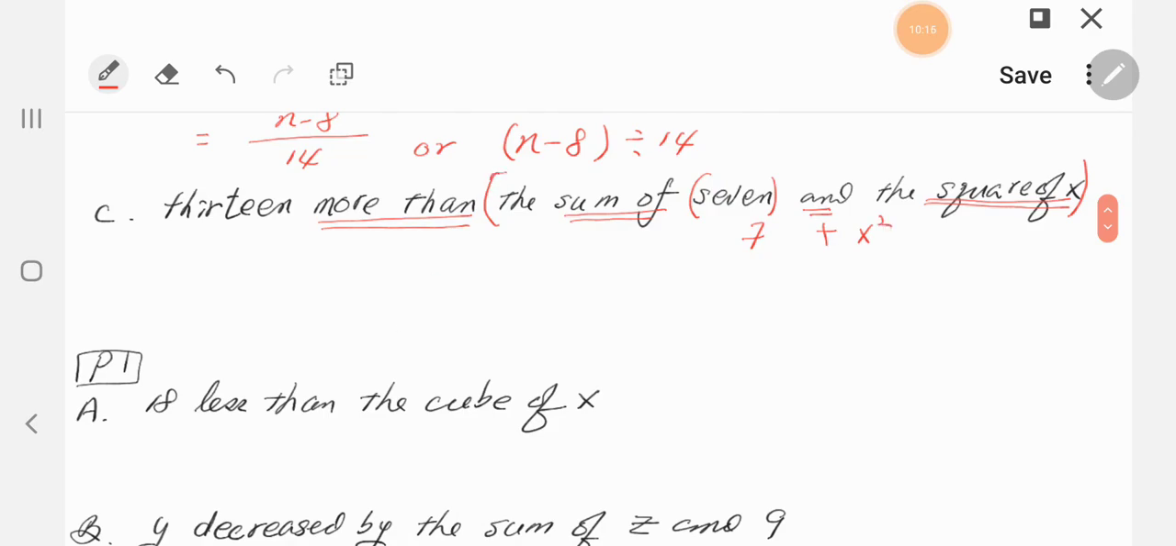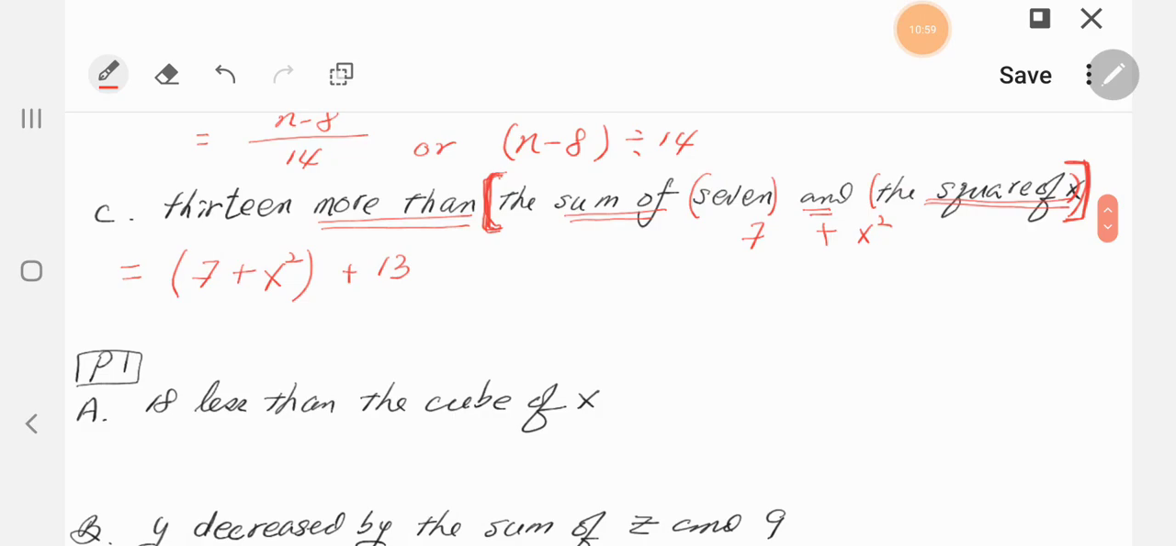Can you see it? So the rule is this. First, a more than b. A more than b. B is a big expression, a huge expression. And this second part is the sum of a and b, addition. The first part and the second part. And the second part is the square of x, x squared. So the actual expression is, write down the bracket first. The bracket is 7 plus x squared, right? 7 plus x squared. That's the bracket. Plus 13. 13 comes later.